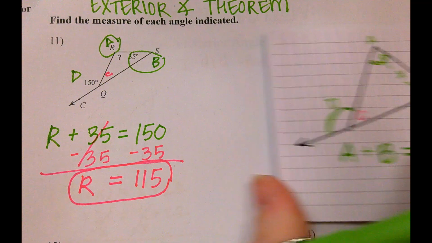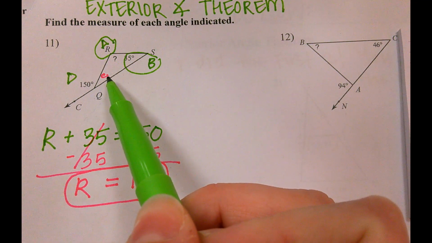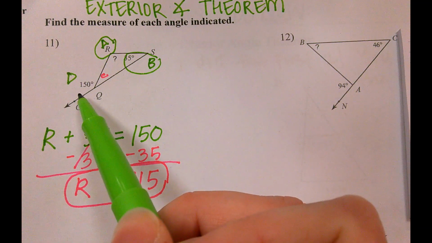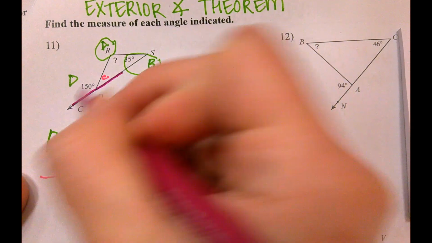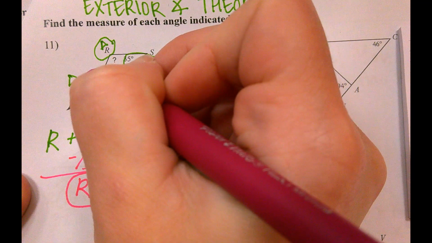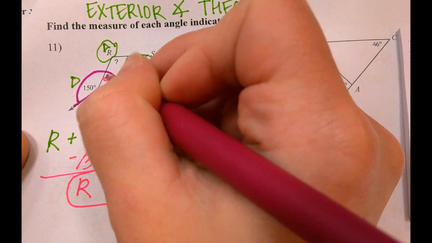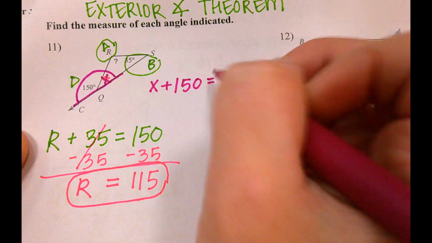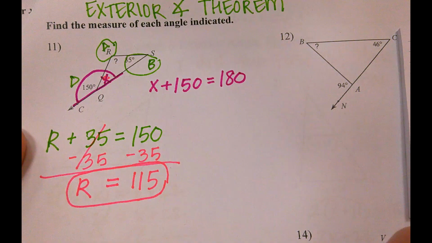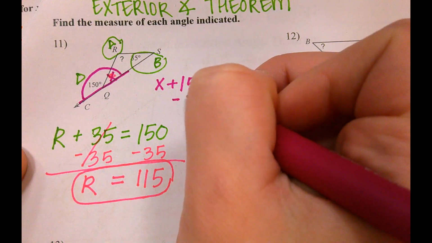So what Jaden did is he saw, okay, my C right here, I know C and 150 add up to 180 because they make a straight line. Then he called that X. So he did X plus 150 equals 180. And then you said you subtracted 150 and got X equals 30.